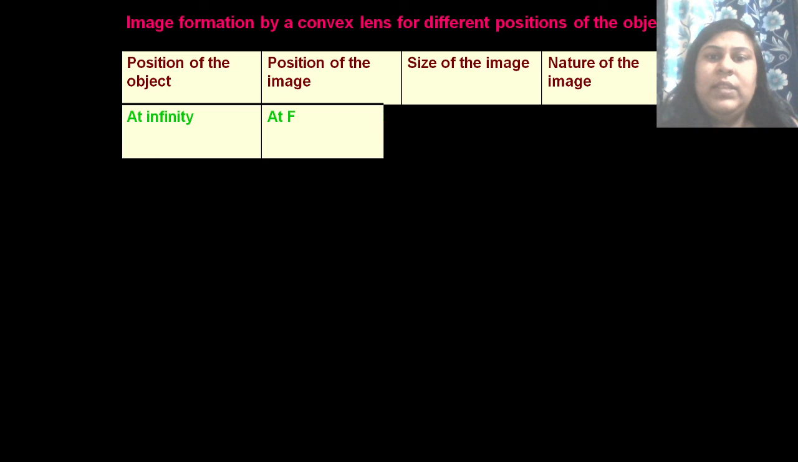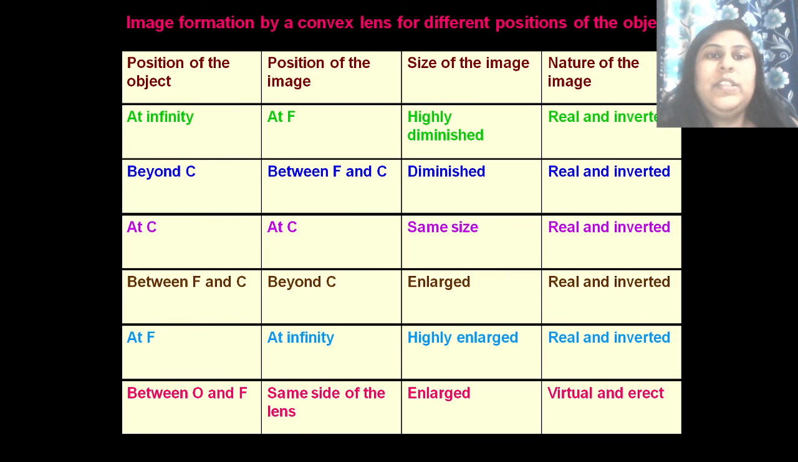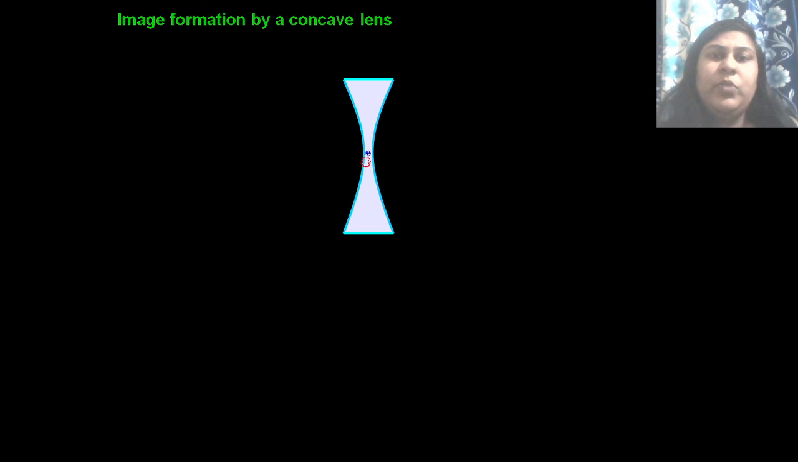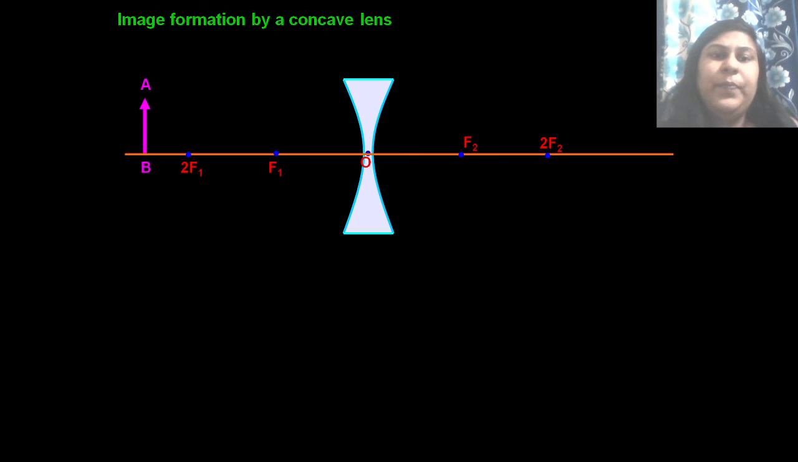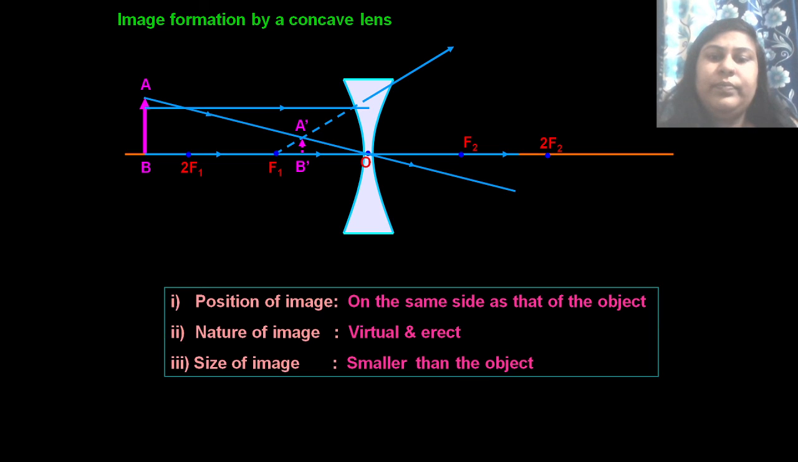Now similarly make a table. Through this table you are able to learn all the parts of the image formation by a convex lens. Now image formation by a concave lens. When the object is placed beyond the 2F1, the first ray is taken parallel to the principal axis and it goes away from the focus. The second is taken through the optic center. So the image is formed between O and F1.